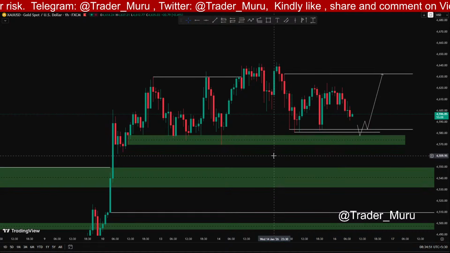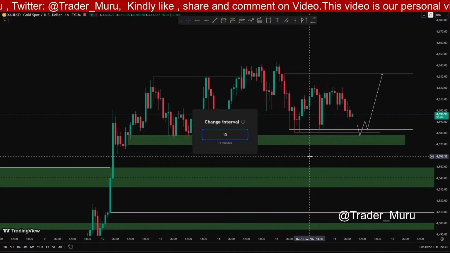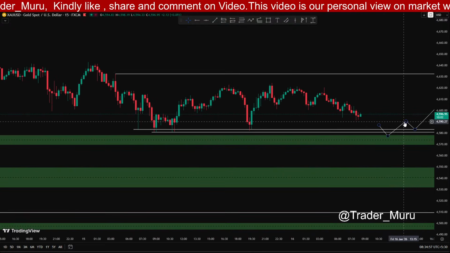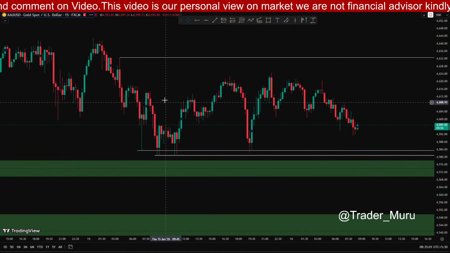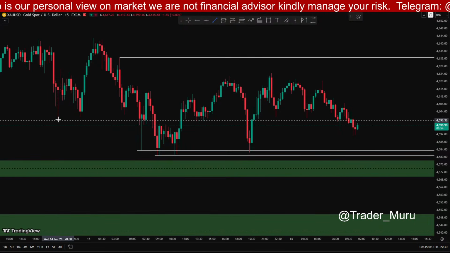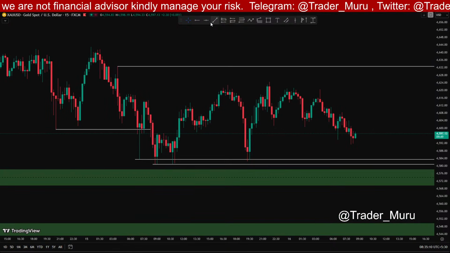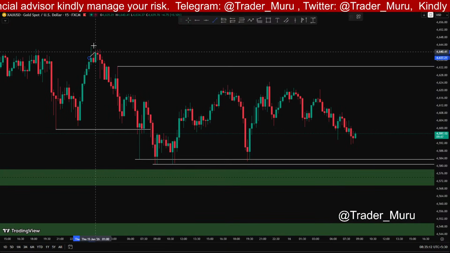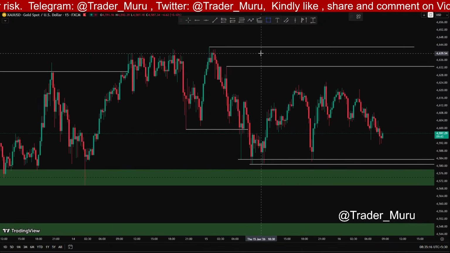Now let's see a smaller time frame. Let's say 15 minute. In the 15-minute time frame, our last breakout structure is this one. So until price breaks above this high, it's bearish. Okay.